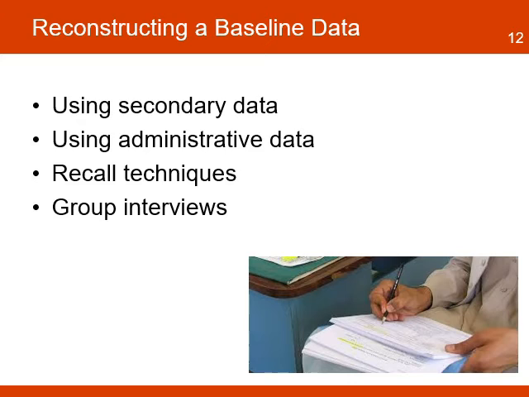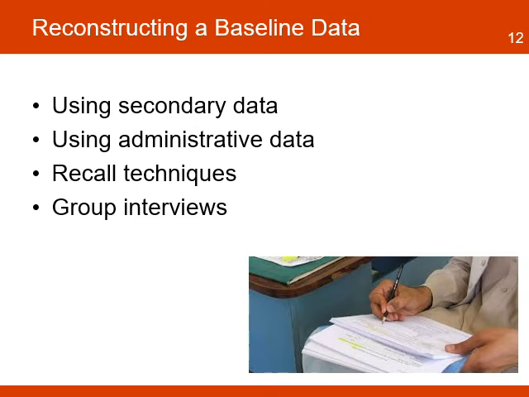What happens when the project doesn't have a baseline and the evaluator is asking for one? For many reasons, some projects don't have a baseline that can be used during the evaluation phase. In this case, the project may decide to reconstruct the baseline data using the following strategies.